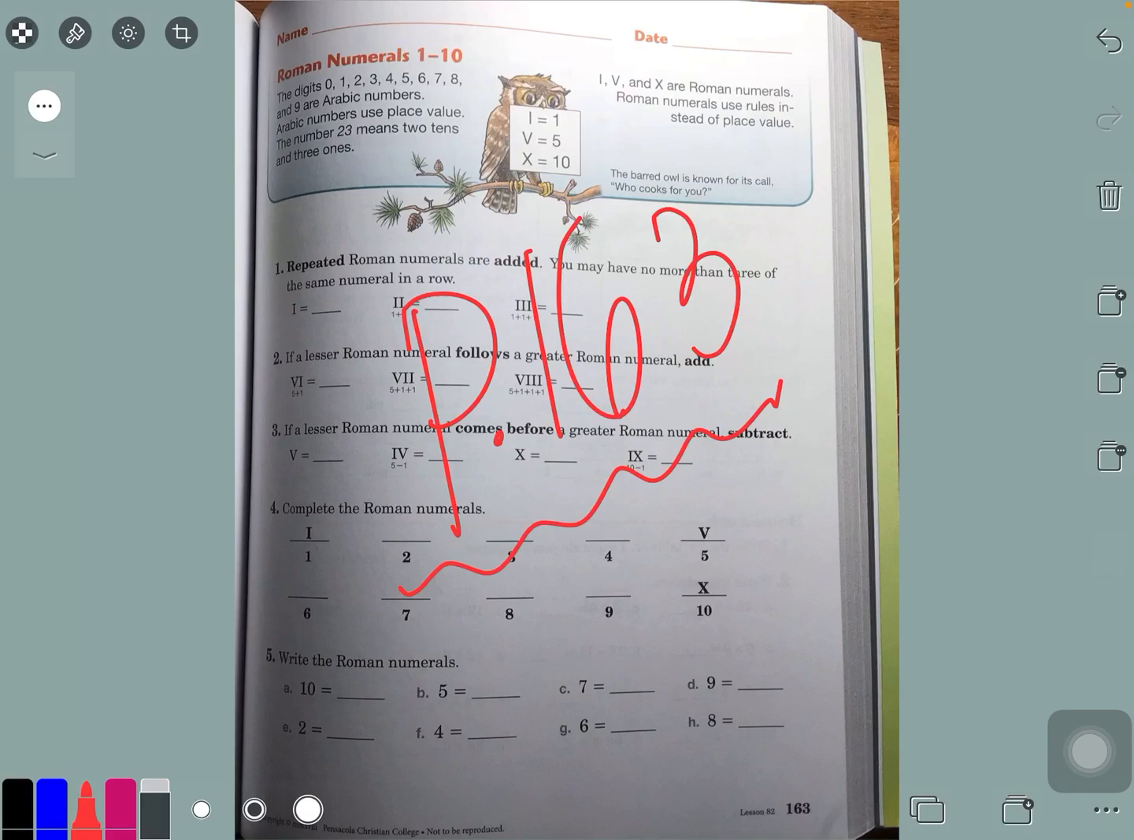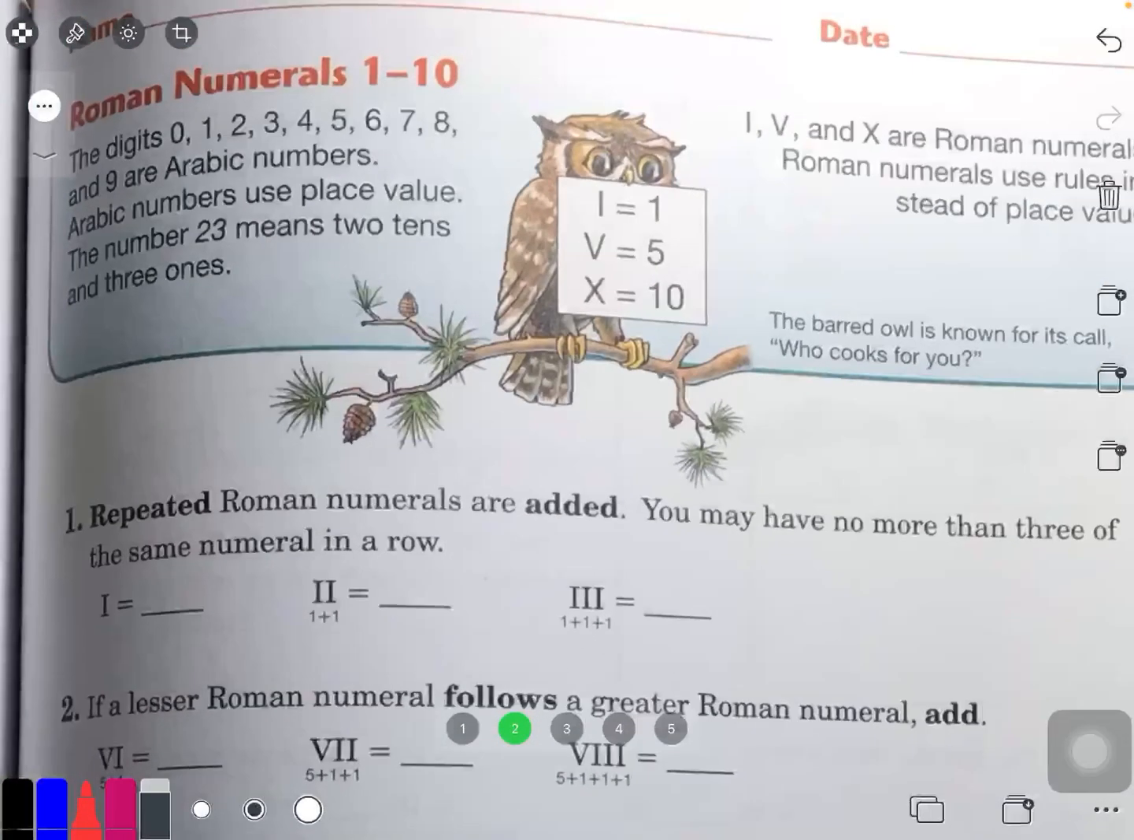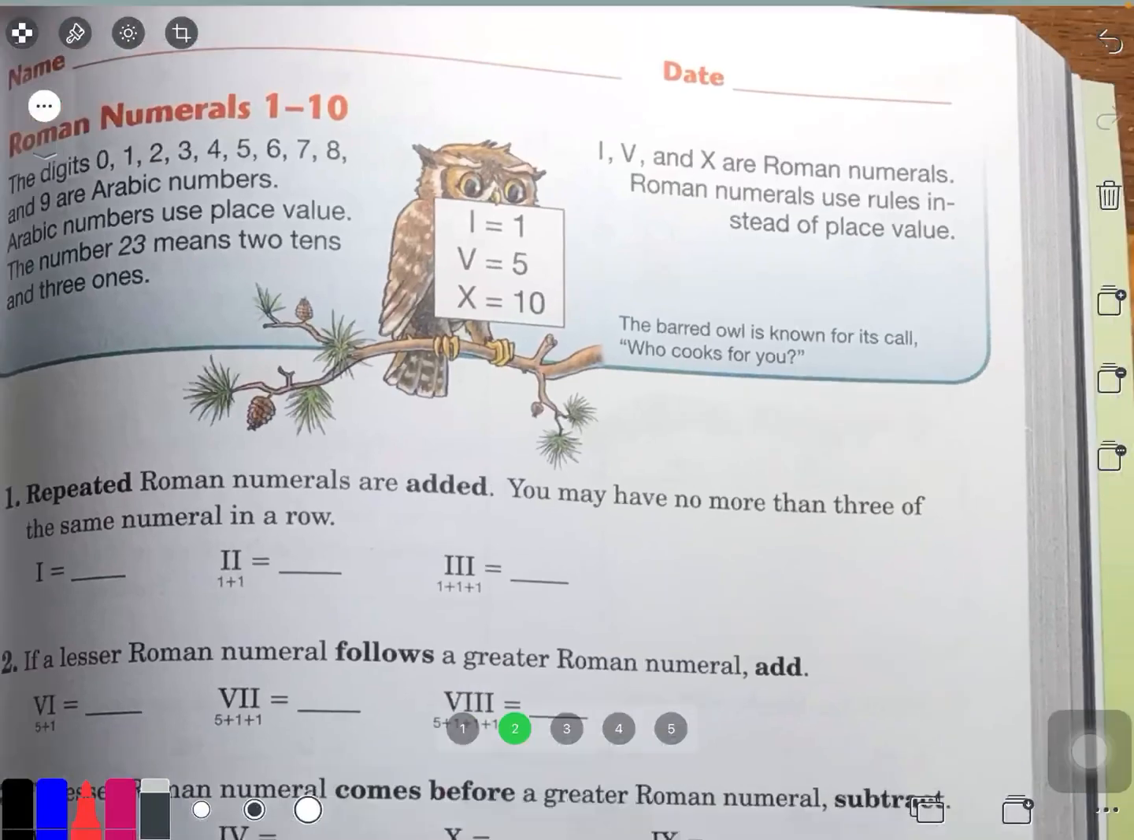I believe you went over this with Mrs. Jones in 2nd grade. And I like how this owl is holding up a little placard. I equals 1, V equals 5, and X equals 10. The barred owl is known for its call. Who cooks for you? Okay.